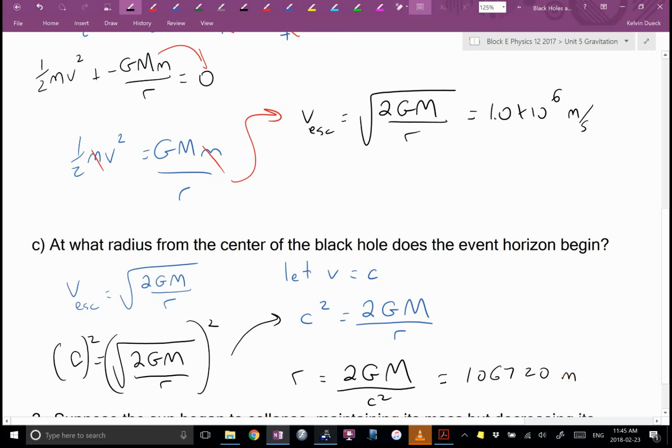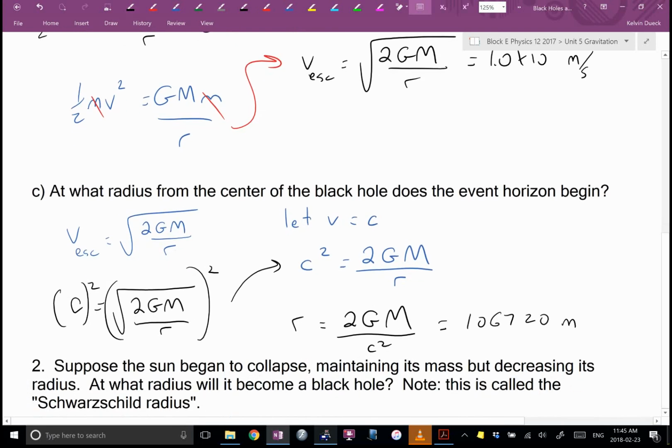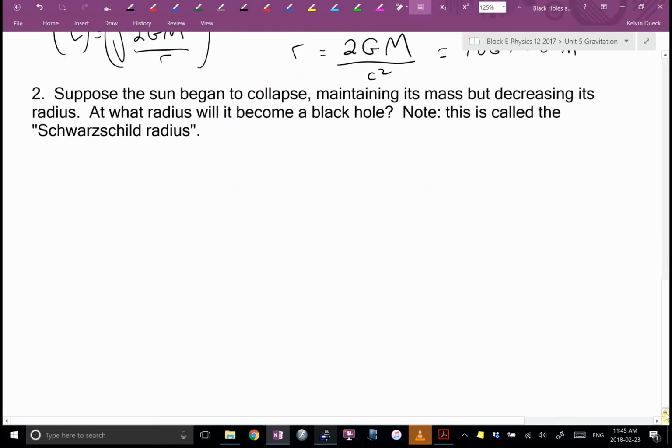Now, that's also the radius beyond which this star has to collapse. If the star is bigger than that, it can't form a black hole because the escape velocity speed is inside the star somewhere. Well, who cares? We have a fancy name for this. We call this the Schwarzschild Radius.